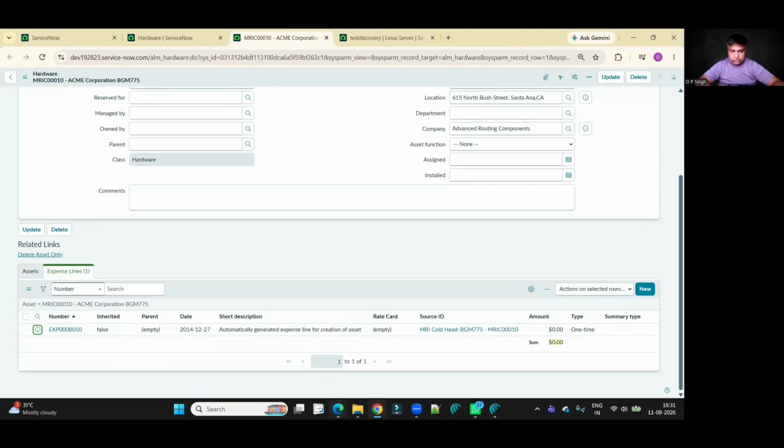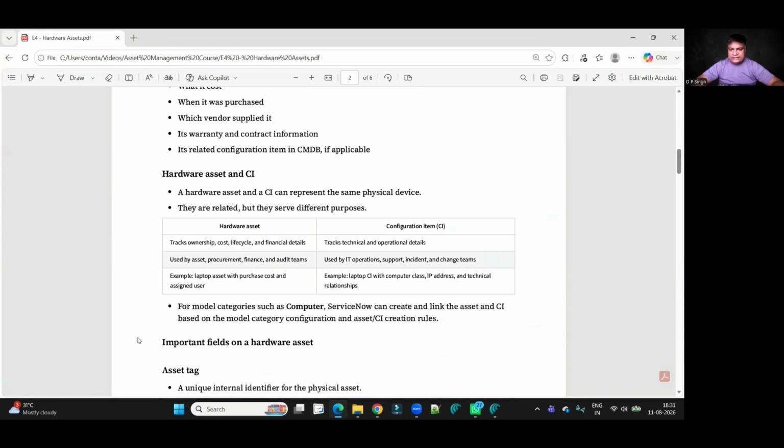I think I have covered most of it. Hardware asset and CI: a hardware asset and CI represent the same physical device. Yes, these are two things for the same physical device. So what is the asset and what is the CI? Asset tracks ownership, cost, life cycle, and financial details. You have seen that. Whereas a CI can track technical and operational details. Okay. Asset is used by the asset procurement, finance, and audit teams. These are the teams who are using it. Whereas CI is mostly used by the operations team. Okay.